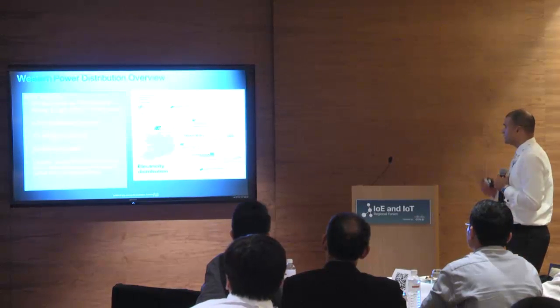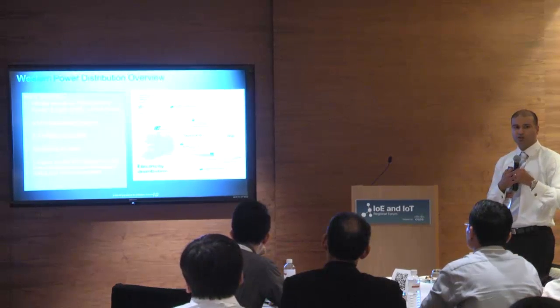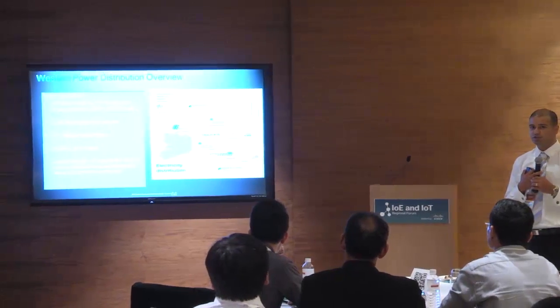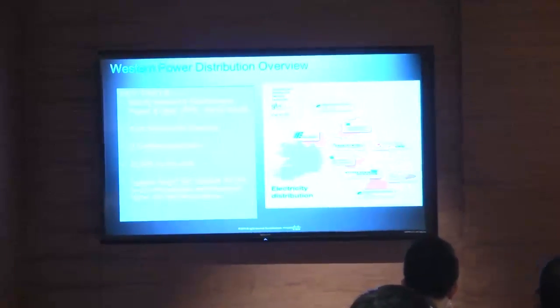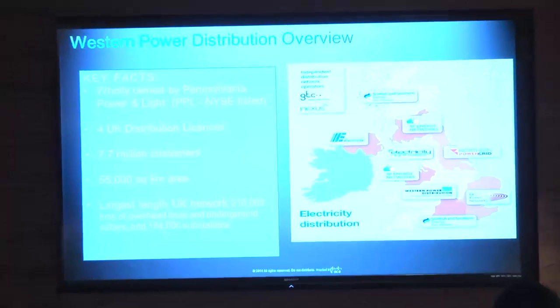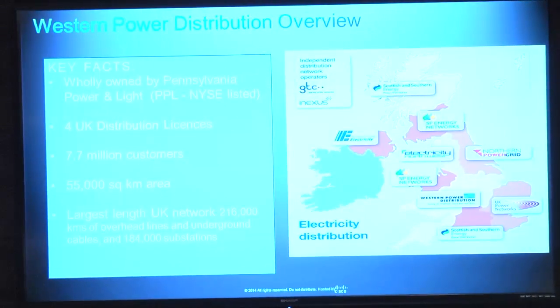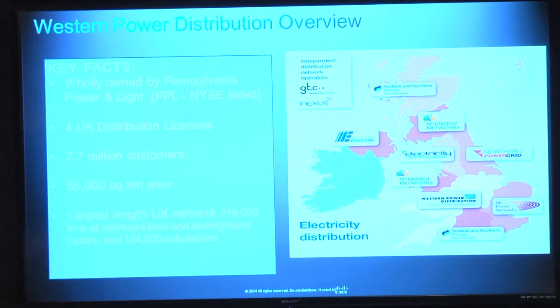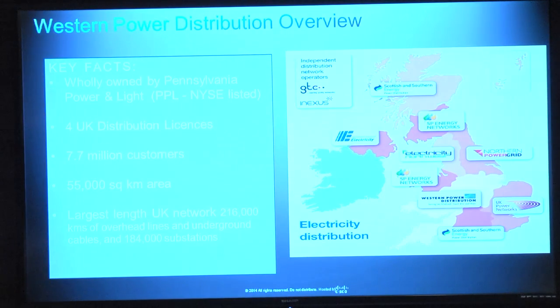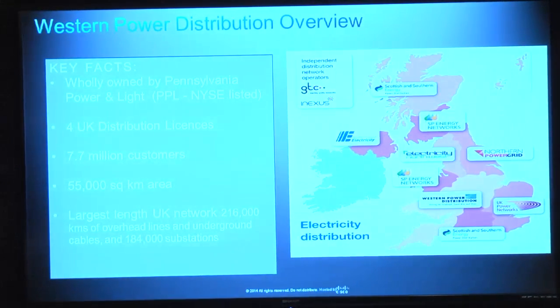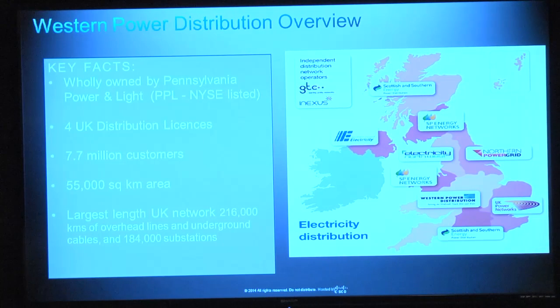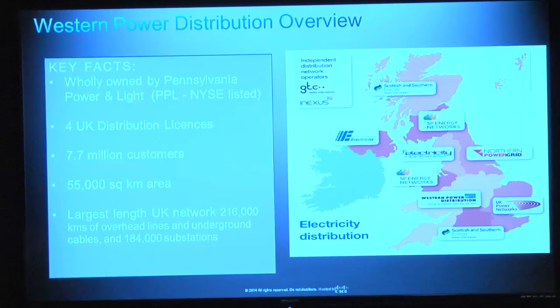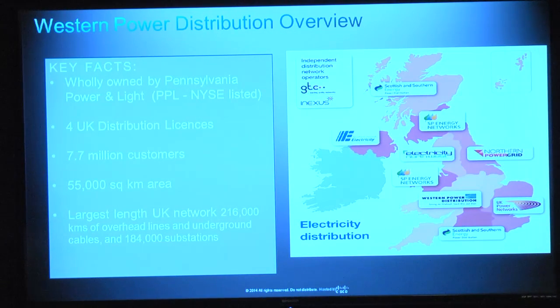So just quickly, Western Power Distribution, for those of you who don't know, is a distribution utility in the United Kingdom. It's in the Midlands and Wales area. As you can see, they're a holding company that owns 4 distribution licenses across the United Kingdom. A customer base of roughly 8 million, as you can see there. Very long length of overhead lines and underground cables to 184,000 secondary substations, to give you some idea of scale.